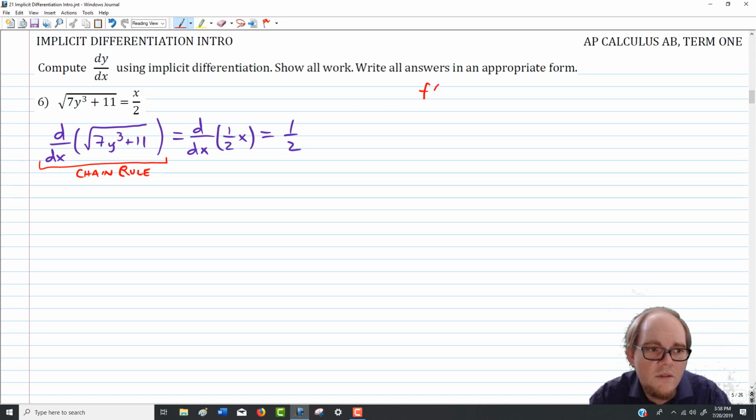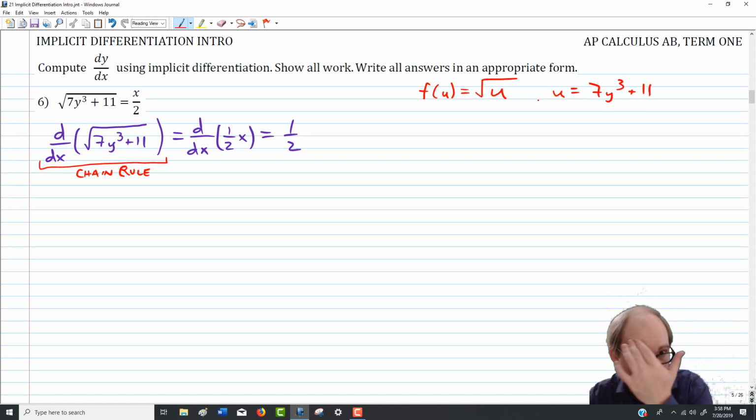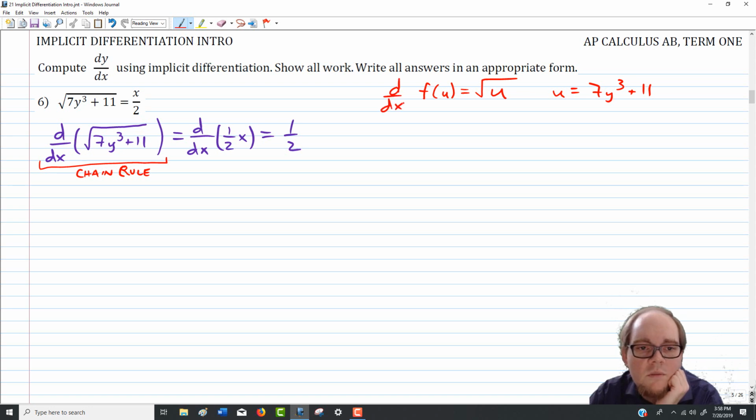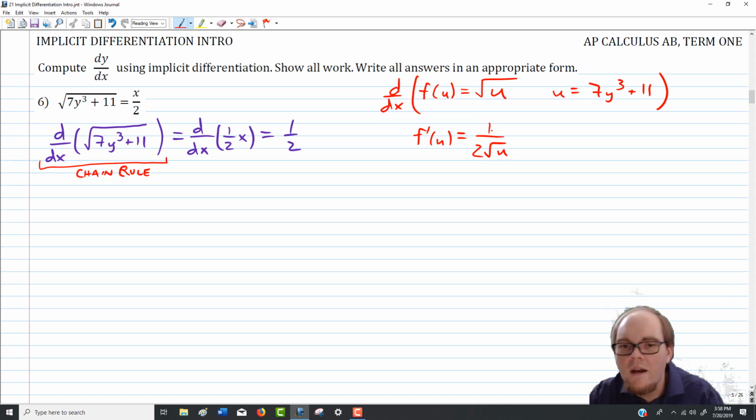I'm going to call this, as I've done before, f of u, even though it's not necessarily a perfect name for it. We're just going to play along for a second. So we're going to let f of u be the square root of u, and then we're going to let u equal the inside, 7y cubed plus 11. So from here, if we want to differentiate these things with respect to x, which is exactly what we want to do, by the way, let's see. We're going to have f prime of u equals 1 over 2 root u, so nothing too bad right there.